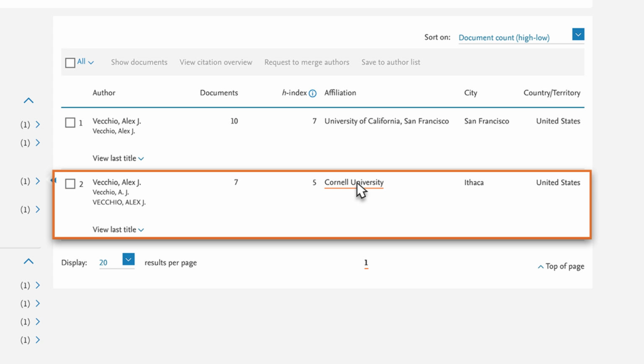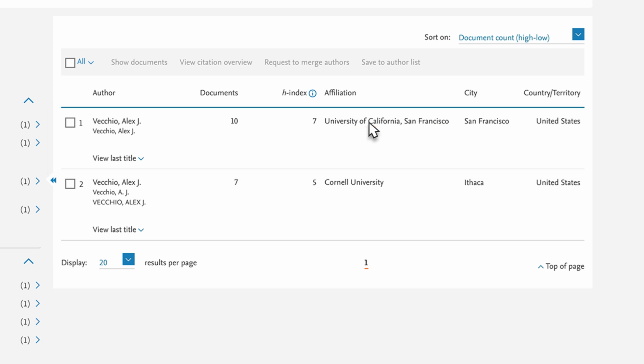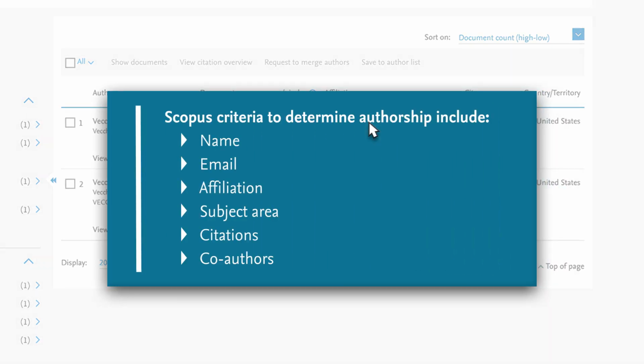One is a father who published at Cornell University, and the other is his son, who published at University of California. The algorithm behind the Scopus author identifier was able to recognize they are not the same person because it does not rely on names alone. The algorithm uses a combination of criteria to determine authorship, including name, email, affiliation, subject area, citations, and co-authors.